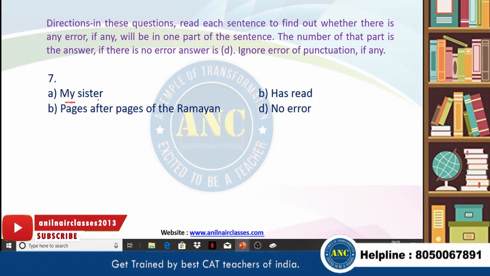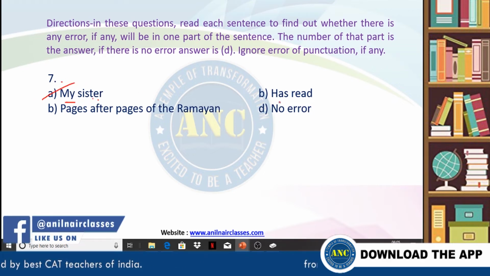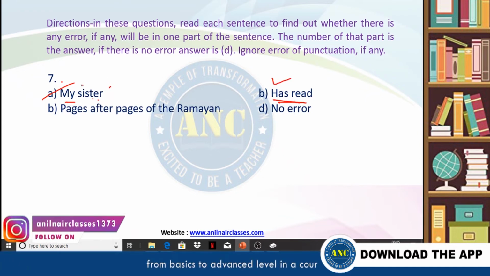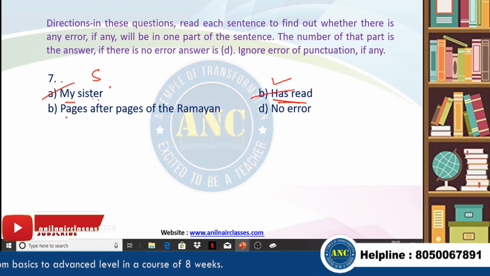My sister. My is a possessive pronoun. Sister is a noun. Absolutely fine. Has read. So who has read? My sister has read. Subject, this is the verb. This is the subject. Subject verb agreement is fine. I can get rid of B also.